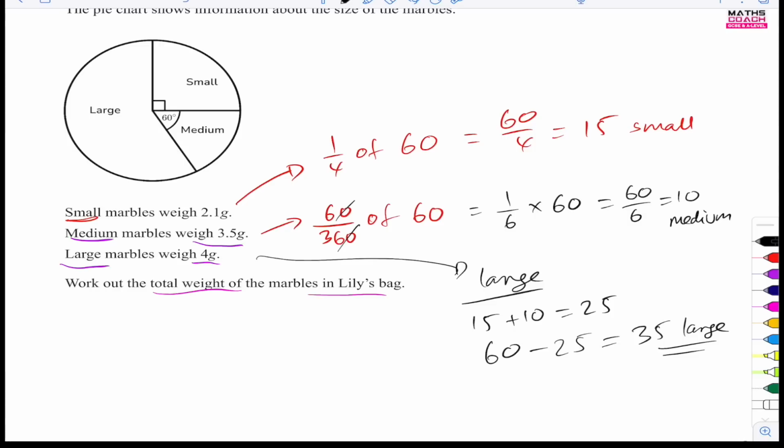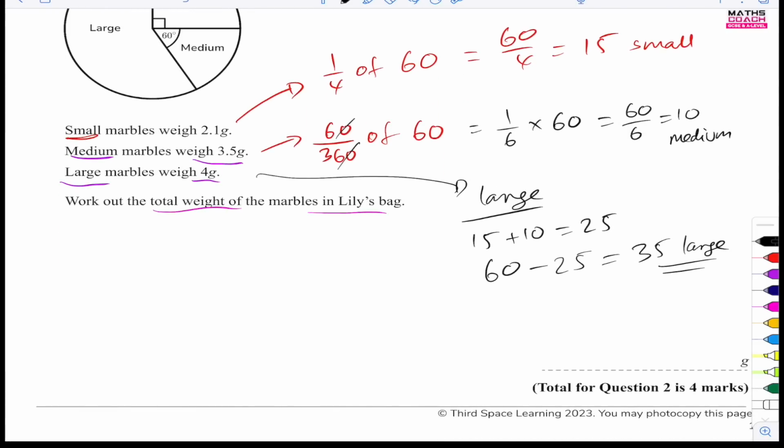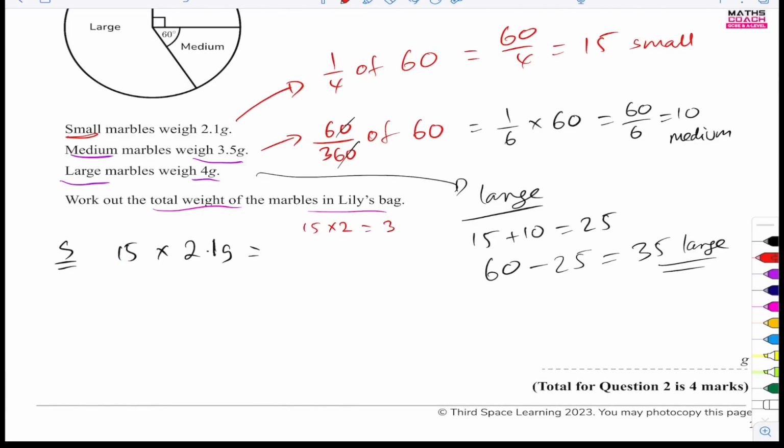Now, the question did talk about weight. So we have to work out the weight of all of this, all right? So if we do that down here, for the small, we have 15 small marbles, each weighing 2.1 grams. Now remember, no calculator, all right? So how do you do this without a calculator? The best way to do this is to do 15 times the 2, which gives us 30 grams. And then do 15 times by the 0.1.